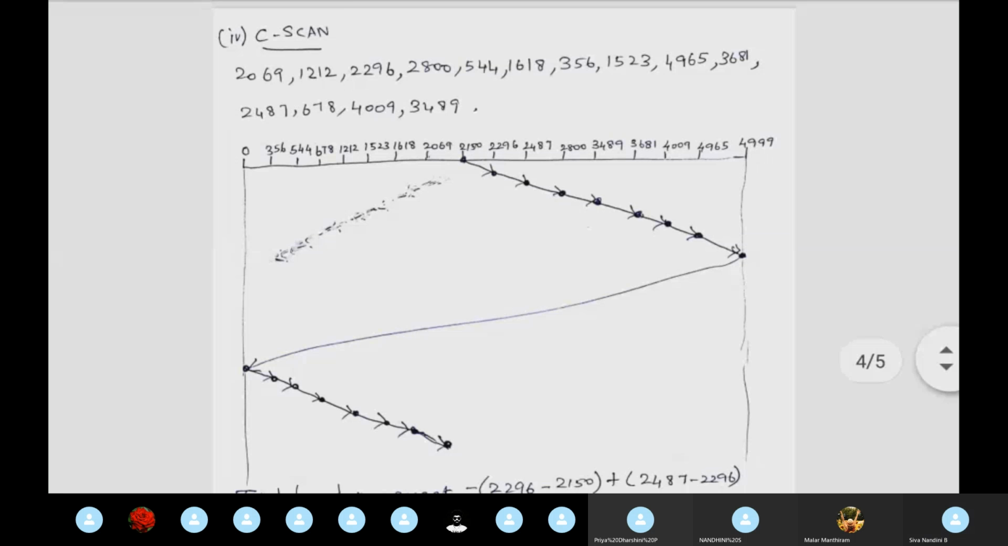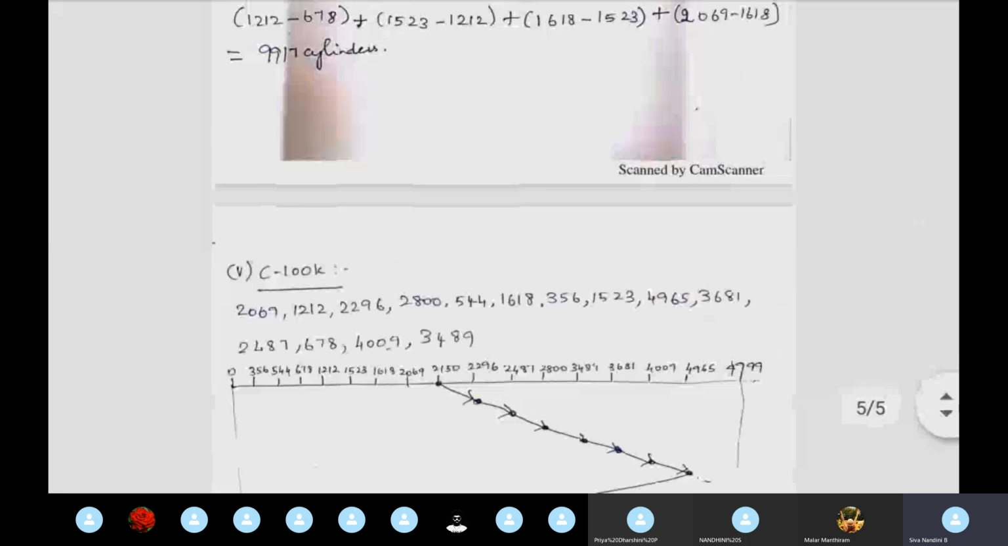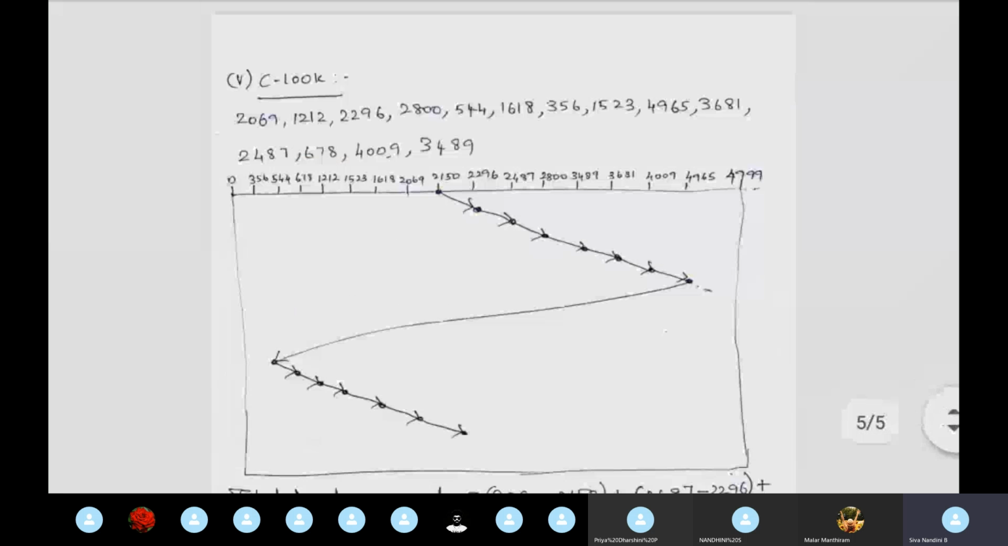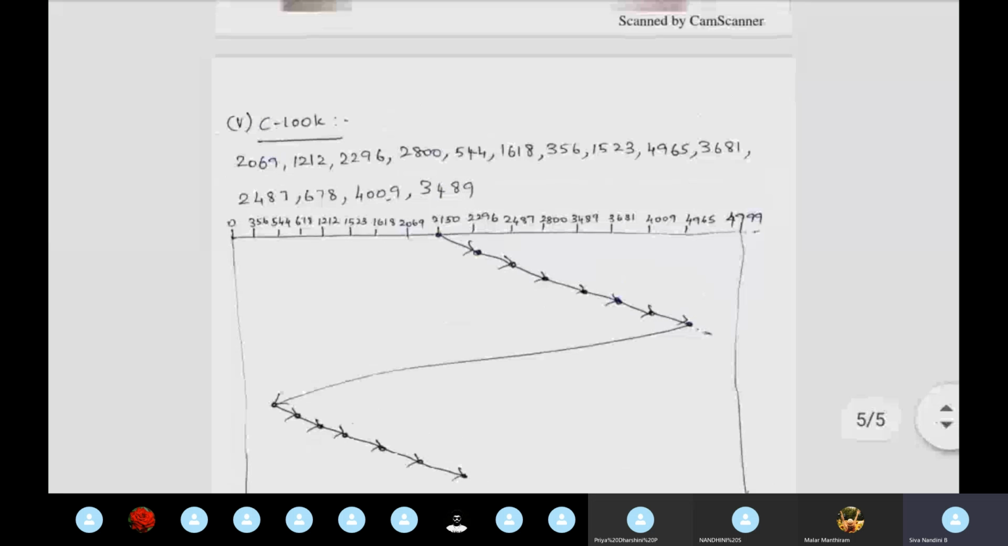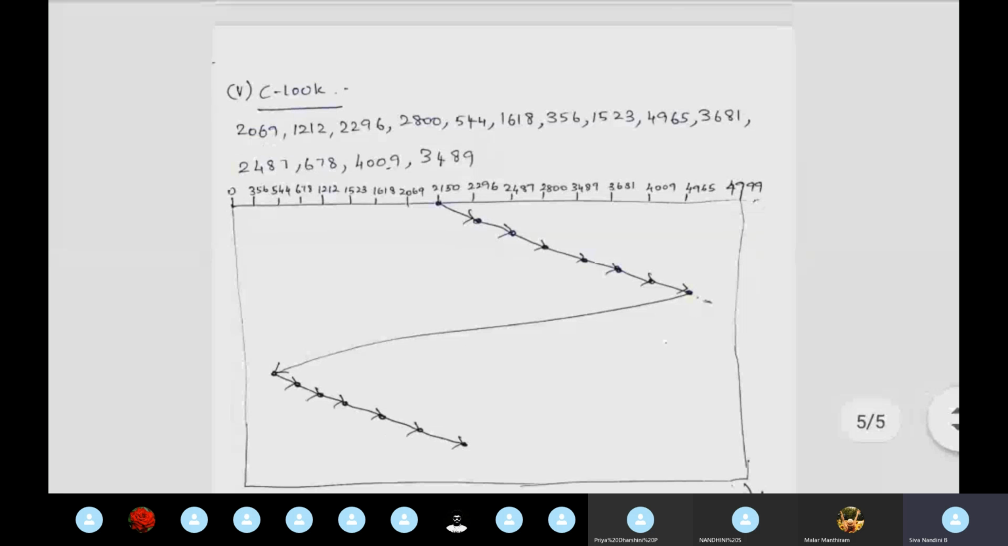Next, the same way here we can calculate the total head movement, and it should be represented in cylinders. Next, if you see the C-look algorithm. The C-look algorithm is a variation of the C-scan algorithm. Here in C-look, we need not go to the last head position. The C-look algorithm will also traverse in the increasing order. Increasing order means from the current disk head position 2150, it will go towards 4999.